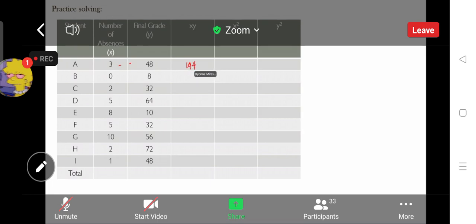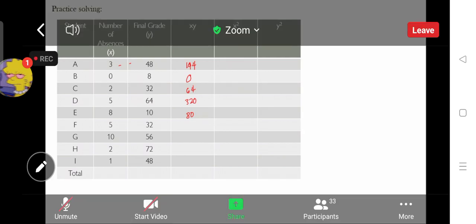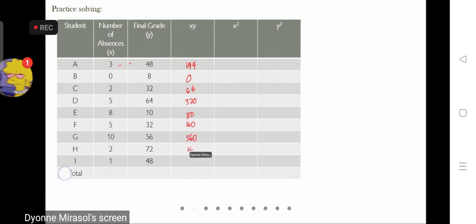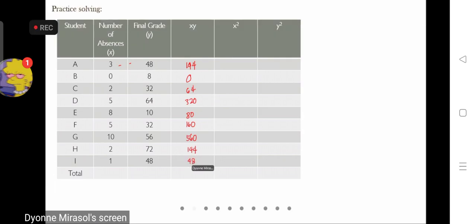144. So 0 times 8, 0. 32 times 2, 64. 64 times 5, 320. 8 times 10, 80. 32 times 5, 160. 10 times 56 is 560. 2 times 72, 144. So ang last is 1 times 48, 48 yapon.